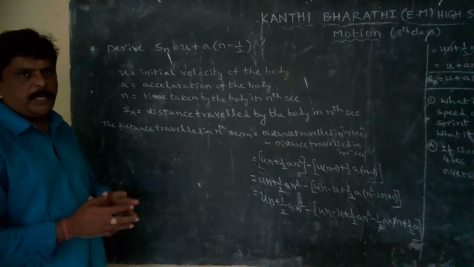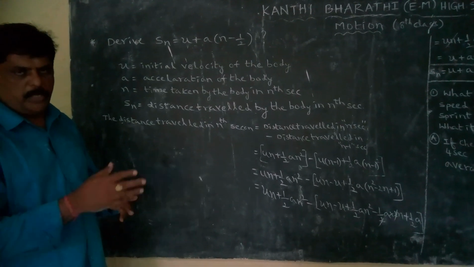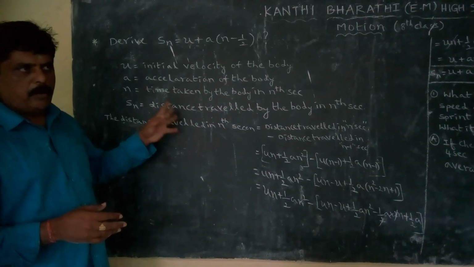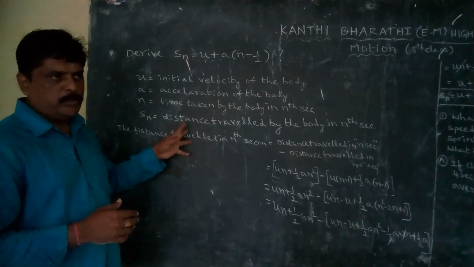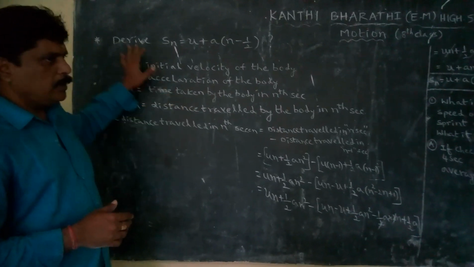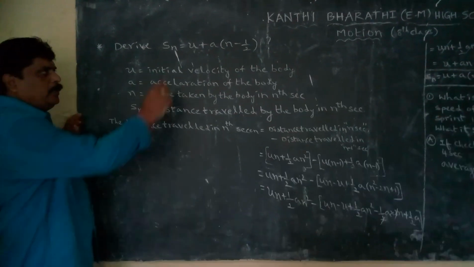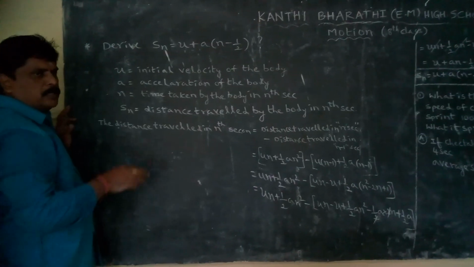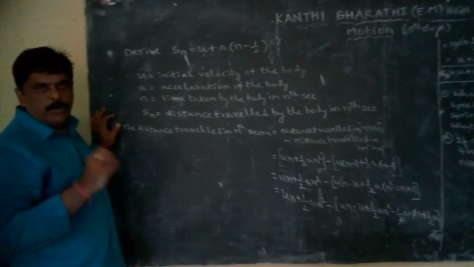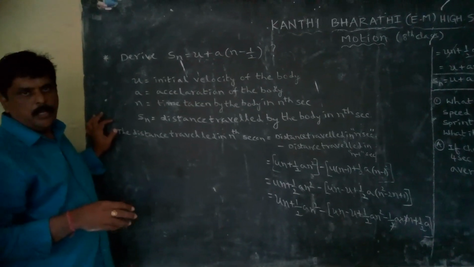I already explained the three equations of motion in previous classes. Now I will explain the fourth equation, the derived equation Sn is equal to u plus a into n minus half. What does this equation mean? It asks for the distance travelled in the nth second.